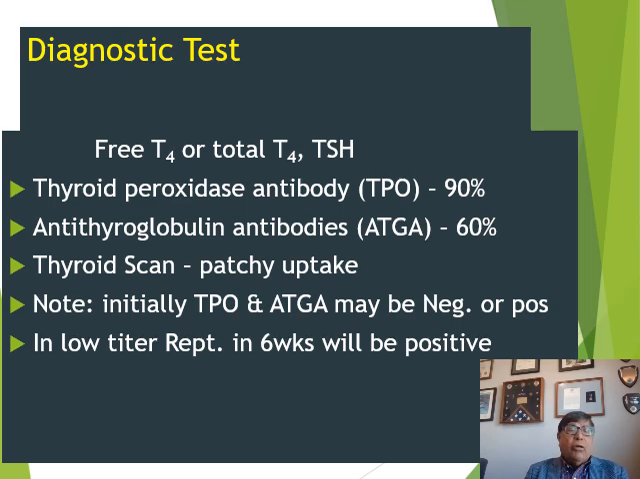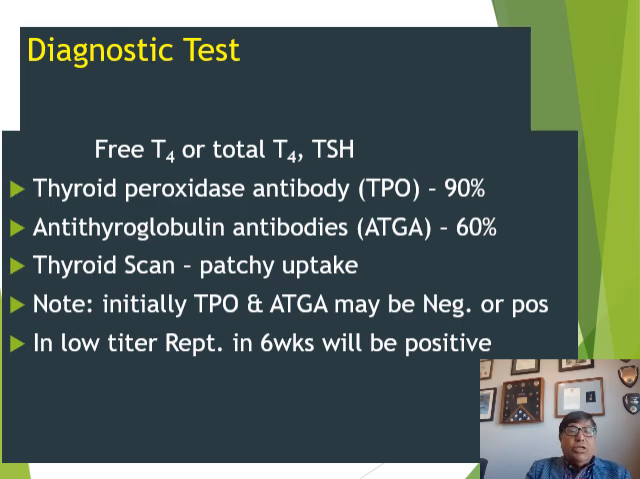If you do the thyroid scan, it will show patchy uptake. So, an area of uptake followed by no uptake. And the British like to call it a moth-bitten appearance. So the scan is very helpful when you are trying to distinguish Hashitoxicosis versus Graves' disease.